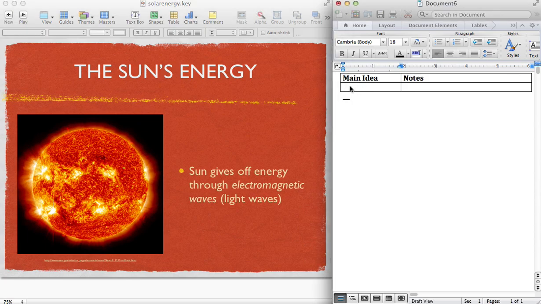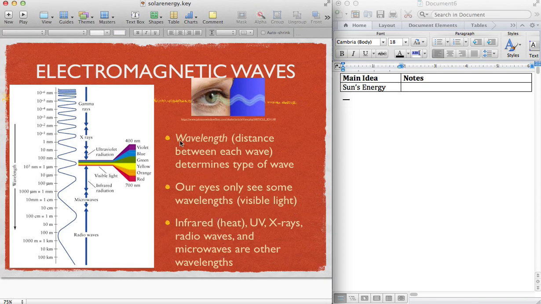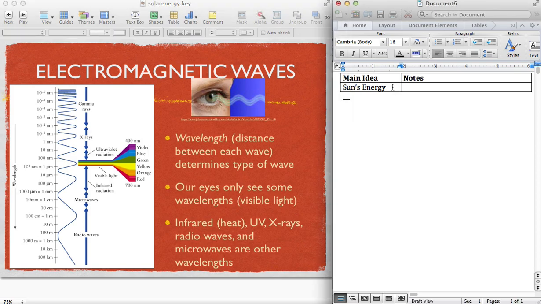So first off, the sun gives off energy through what we call electromagnetic waves. This is just a fancy scientific term for light waves. Alright, so the sun gives off its energy through light. It turns out, though, that not all light waves are the same. So we can measure a property of different light waves, which is called wavelength.